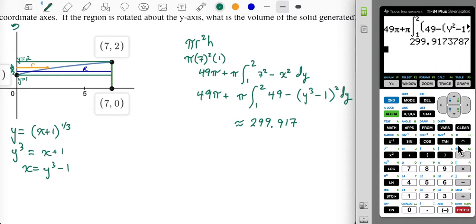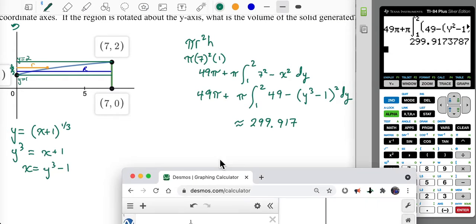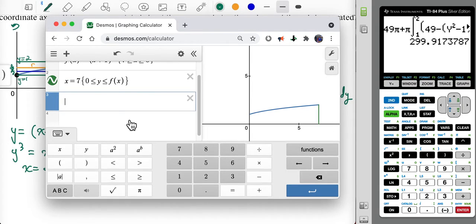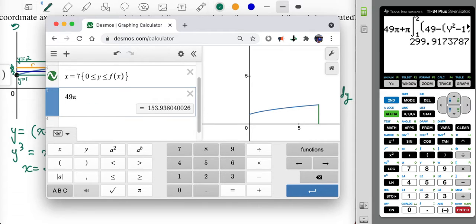And there you go. So over to Desmos. We have all this information, and it gave us a nice looking graph, but then we're doing everything in terms of y, so just got to appreciate it and move on.